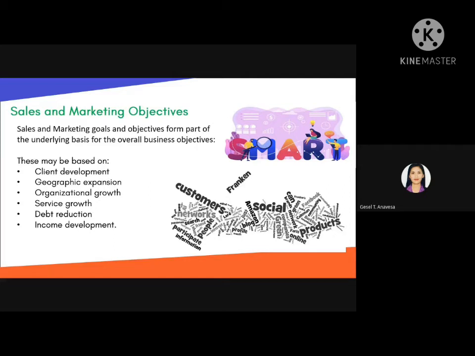So here, sales and marketing goals and objectives form part of the underlying basis for the overall business objectives. This may be based on client development, geographic expansion, service growth, debt reduction, and income development. Mao na siya.